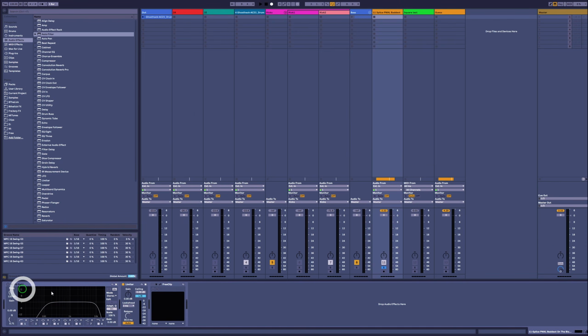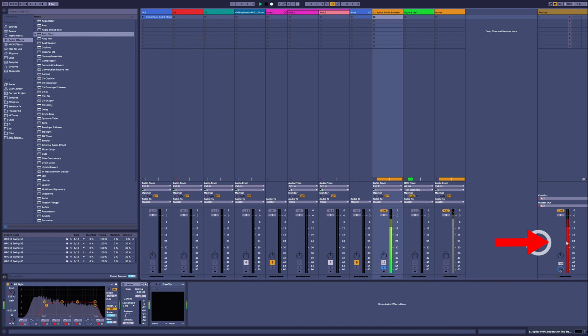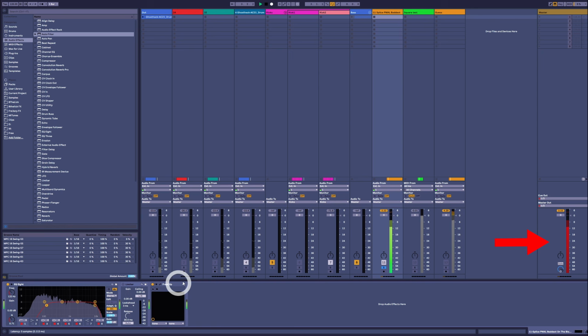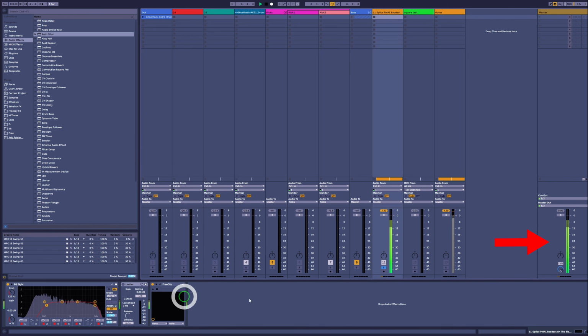Now, pay attention to the master. Despite taking away low and high frequencies, oh no, the big scary red light has appeared. No one wants to see that. Fear not though, I have a magic trick. Here's a clipping plugin. It's Free Clip by Ven Audio. Hooray! The scary red light has gone away. That means we're not clipping anymore.